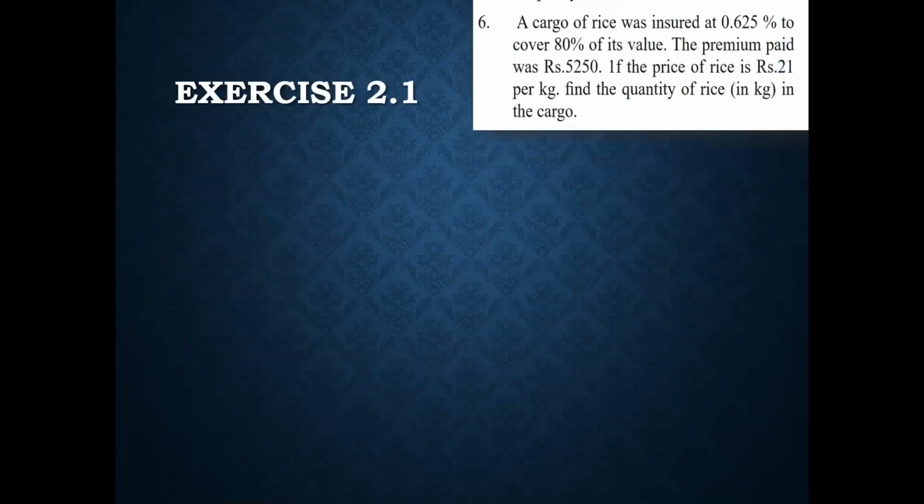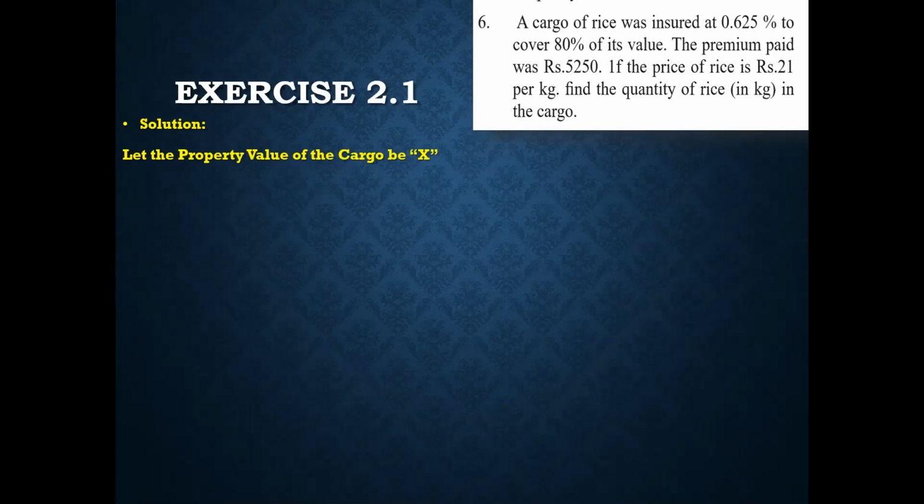Okay. Moving forward to the next sum, the second last sum for the day. A cargo of rice was insured at 0.625% to cover 80% of its value. The premium paid was 5,250. If the price of rice is rupees 21 per kg, find the quantity of rice in kg in the cargo. So again, class, we start with property value. So can you all identify what is the property value in the sum? Correct. It is not mentioned.